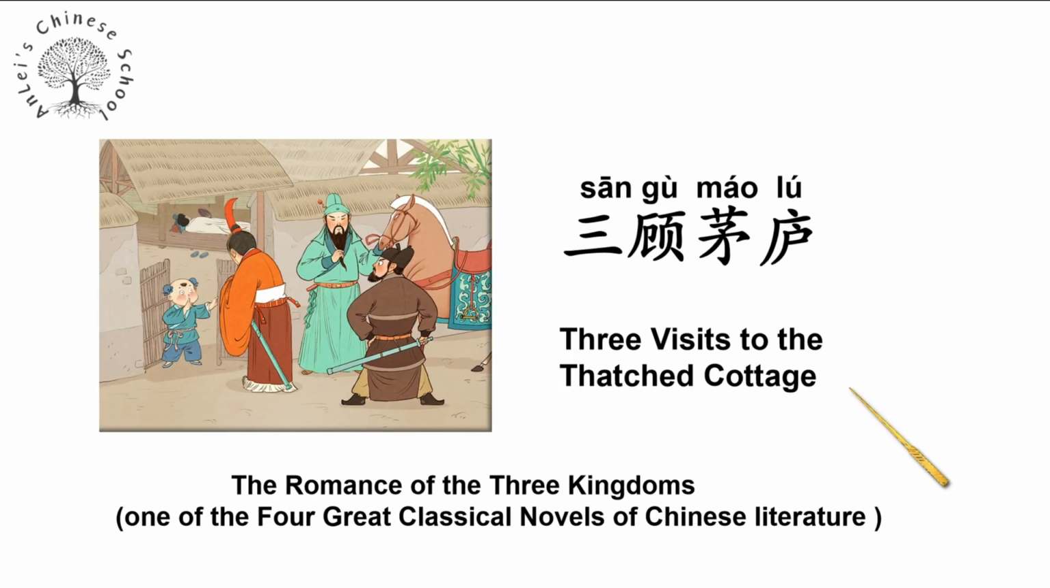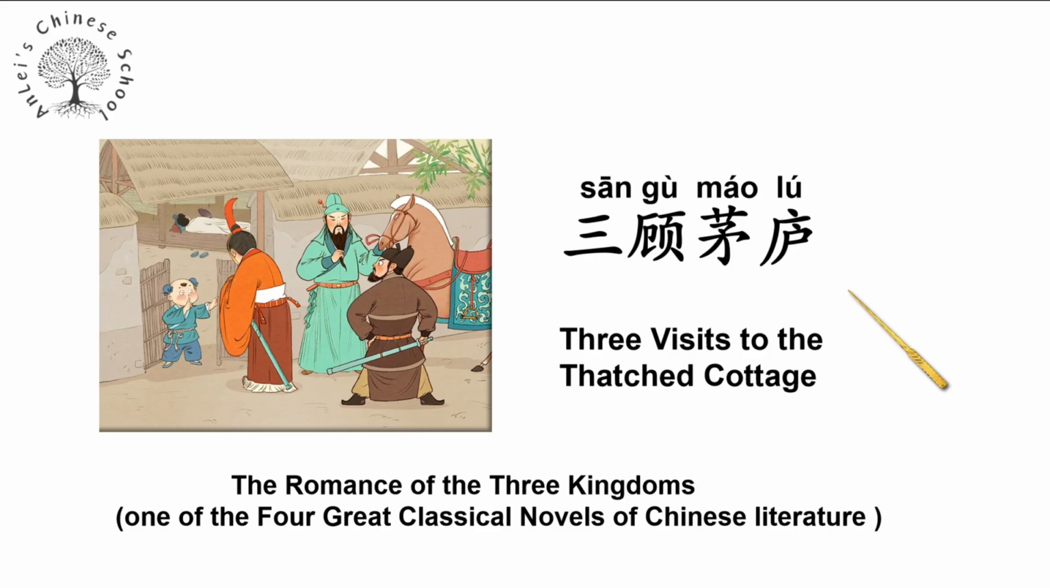In 三国演义, the Romance of the Three Kingdoms, there's one story. It's called 三顾茅庐, three visits to the thatched cottage. The story goes like this. During the late Han Dynasty, Liu Bei, eager to recruit talented people to assist him in achieving his great goal, heard that Zhuge Liang was a man of exceptional wisdom and strategy living in Longzhong.